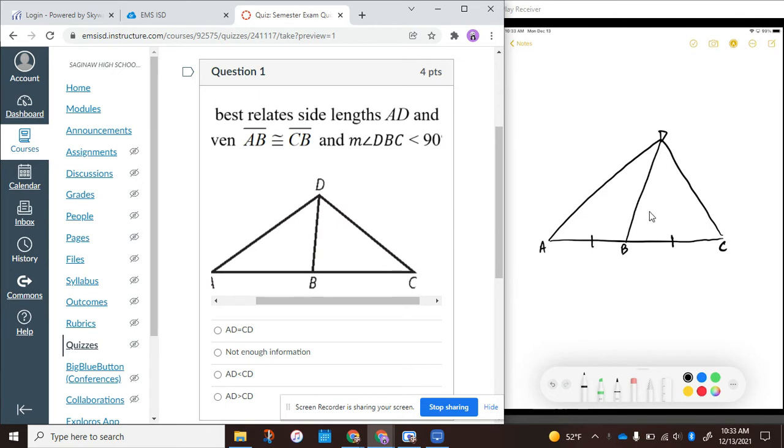Okay, I recreated the figure over here with the information included. AB is congruent to CB, so I put two little markers right there. Angle DBC, so that'd be this angle right down here, is an acute angle, so it's less than 90 degrees. That is an acute angle.